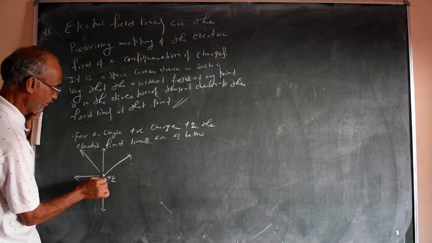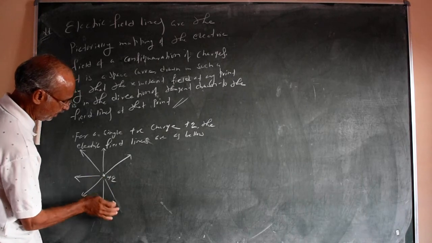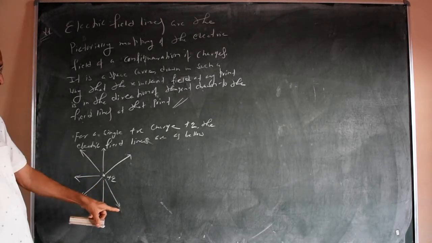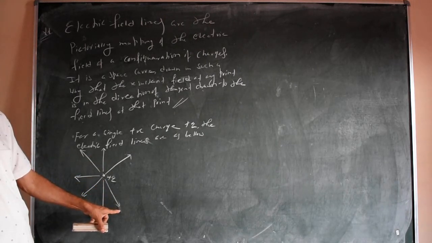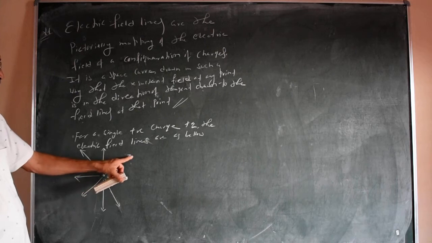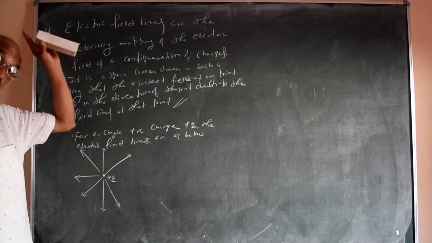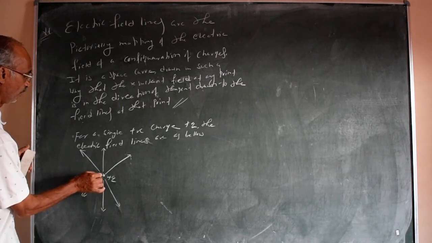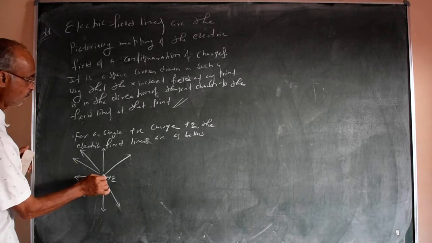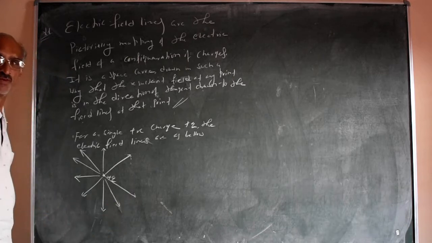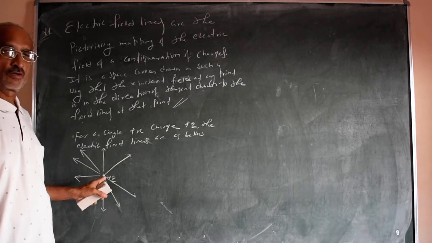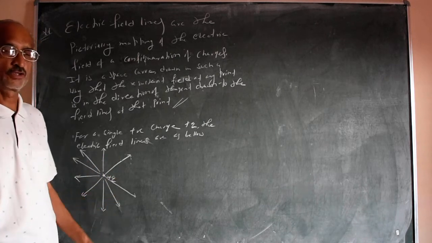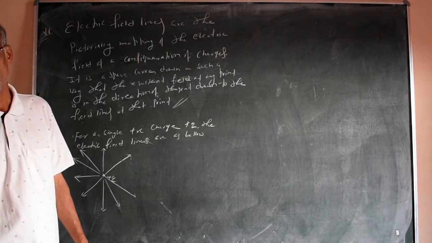In this case, the field lines originate at plus Q and terminate at infinity. It ends up at infinity actually, but I can't draw the line up to infinity. Electric field lines start from the plus Q and terminate at infinity.